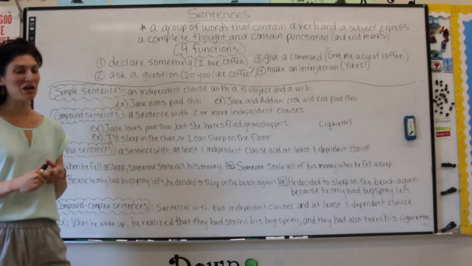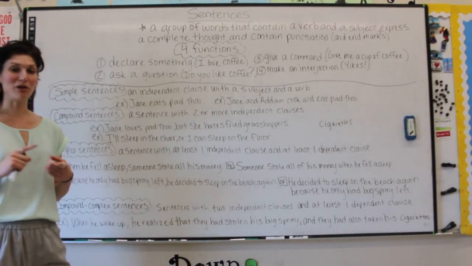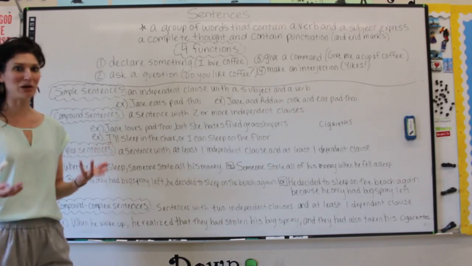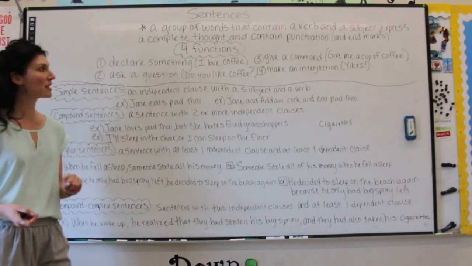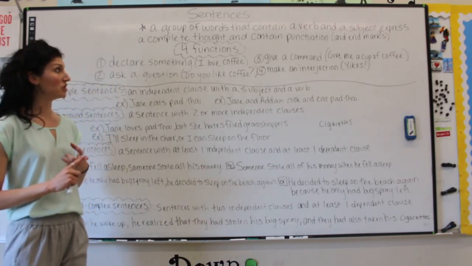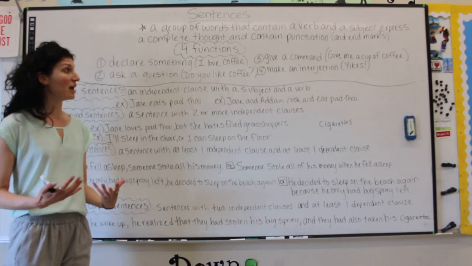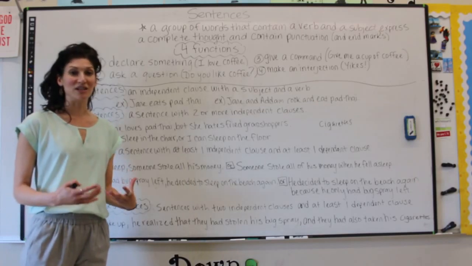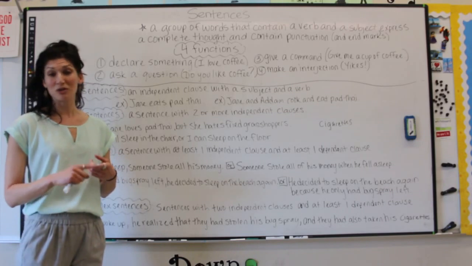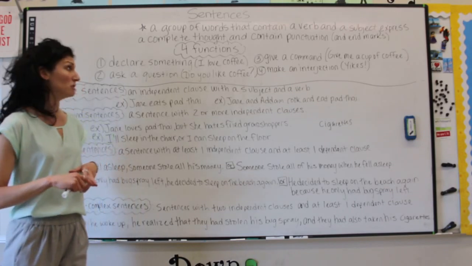Hi everybody. Okay, so we've already talked about how phrases and clauses are the building blocks of sentences, but we haven't talked about what a sentence actually is yet. A sentence is a group of words that contain a verb and a subject. They express a complete thought, and they contain punctuation, like end marks, for example.